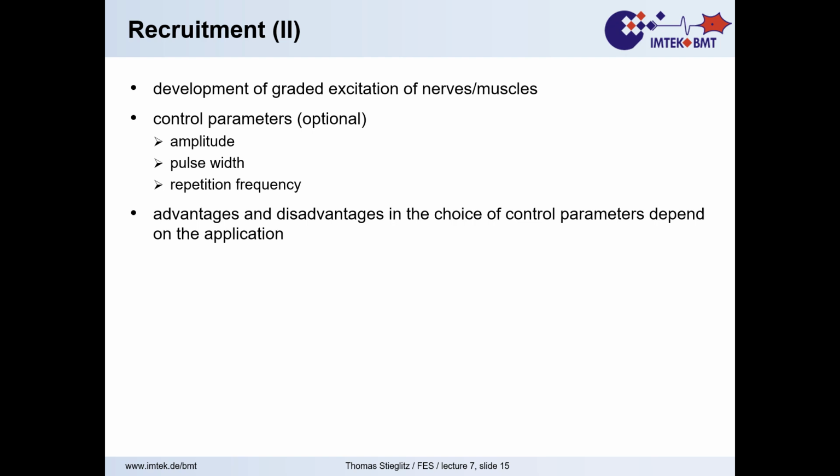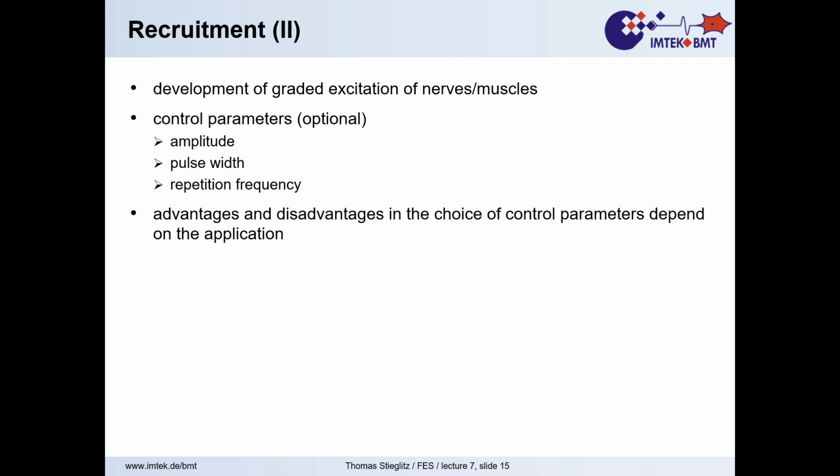If we want to get a graded recruitment and we leave out the repetition frequency for a while, we have amplitude and pulse width. And if we go to a certain threshold of a pulse, say we are now suprathreshold, we could then either increase the amplitude to get more fibers and keep the pulse width constant. That sounds quite intuitive, right? With all the equations that you've seen and the recruitment characteristics.